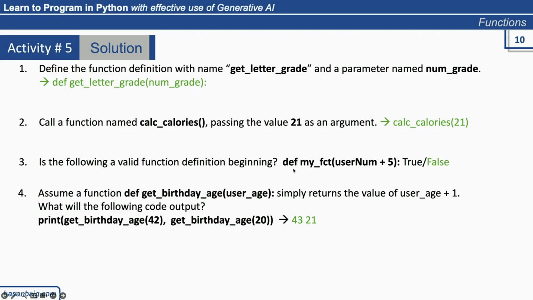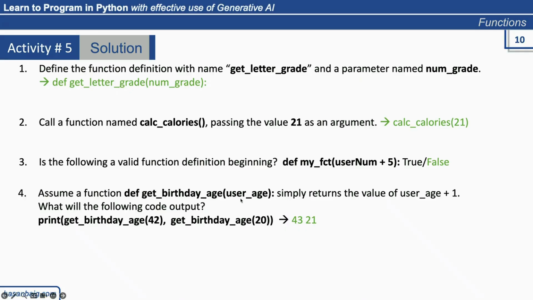Is the following a valid function definition? Beginning with def my_func, the name is correct, but what is the problem here? The parameter cannot have an expression. So we cannot have any expression, any operators in the list of parameters. Okay? It's as simple as that. You cannot have any operators in the list of parameters.